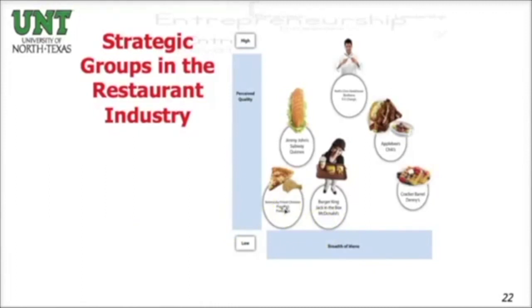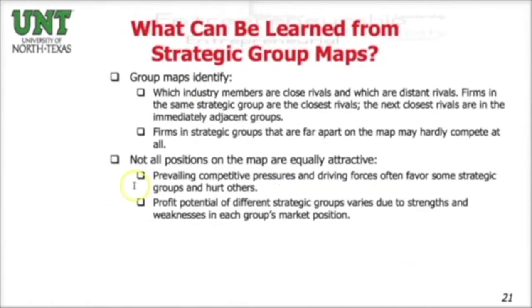Now, is it all competition? Not necessarily, right? A lot of times, companies in the same group will get together and pool resources into lobbying efforts. So if there's some kind of rule that would affect all the fast food companies, they'll get together and form an alliance and try to lobby for the conditions to improve to the benefit of every member of that strategic group. Okay, and firms in strategic groups that are far apart in the map may hardly compete at all. That's just what we explained.